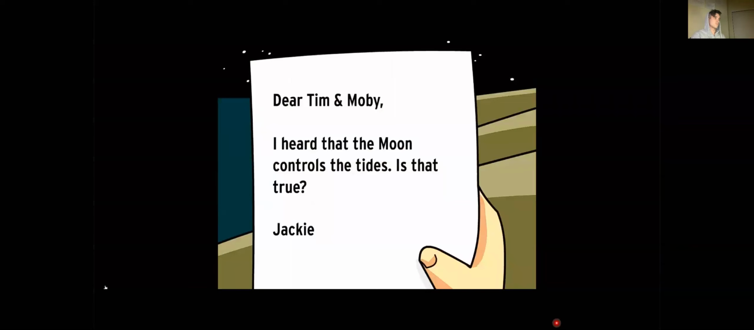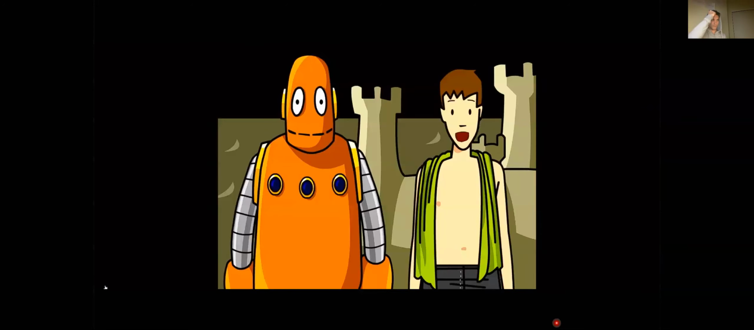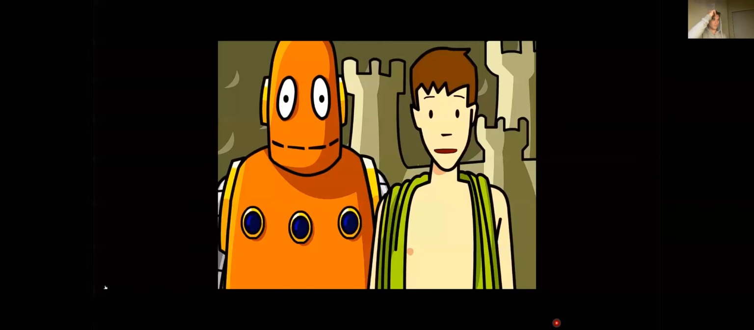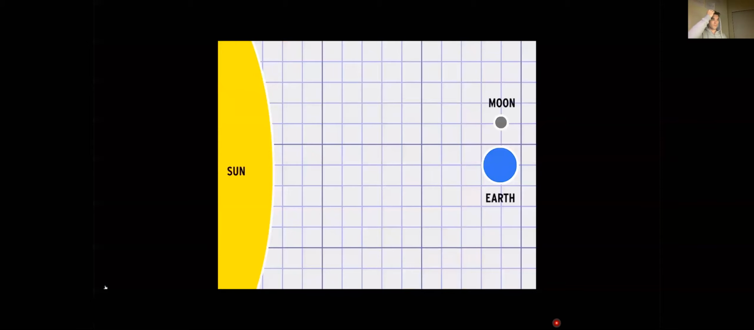Dear Tim and Moby, I heard that the moon controls the tides. Is that true? From Jackie. The steady rise and fall of the ocean water levels is called the tide. Tides are caused by the pull of gravity between the Earth, Moon, and Sun. As you know, gravity is the force that pulls everything in the universe towards everything else. Even though the moon is much smaller than the sun, the moon's pull has a more pronounced effect on the Earth's oceans because it's closer than the sun.